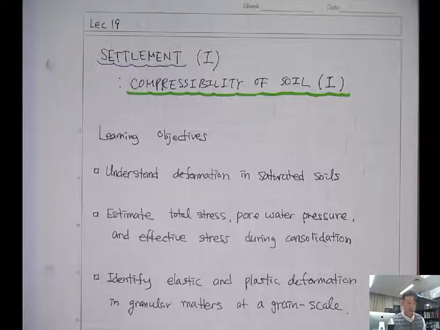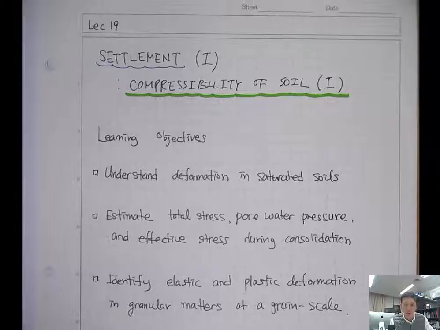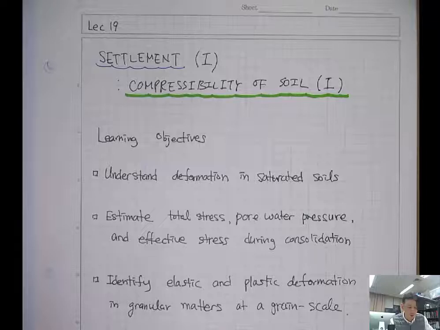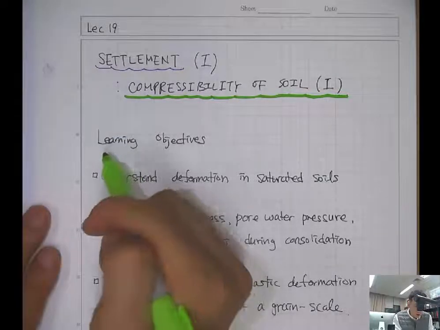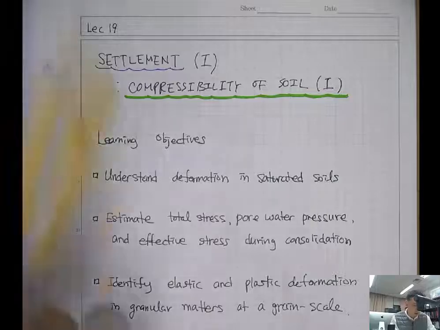Hello everyone, welcome to lecture 19, and in this lecture we're gonna talk about the settlement in soil. The subtitle is compressibility of the soil. This is part 1, and in lecture 20 we're gonna continue talking about the settlement and the compressibility of the soil.